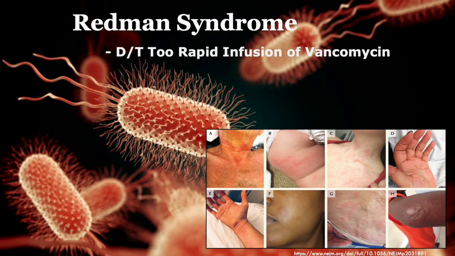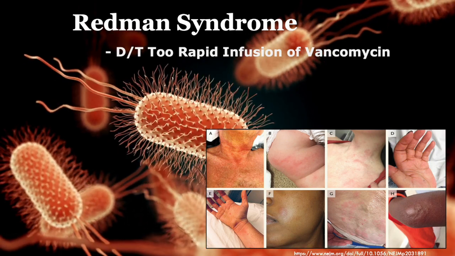There was emphasis on being aware of the red man syndrome. This is due to too rapid infusion of vancomycin. So make sure to understand it looks different on different skin types and skin tones. That's why I have this picture here, because I want you to understand what it looks like on African American skin or those with pigmentation in their skin, because a lot of the pictures that we see in our medical education do not include people of color. So make sure that we are aware that it does look different with patients that have pigmentation in their skin.